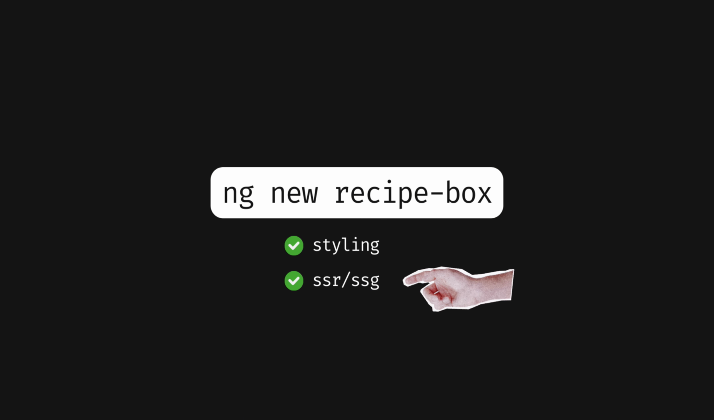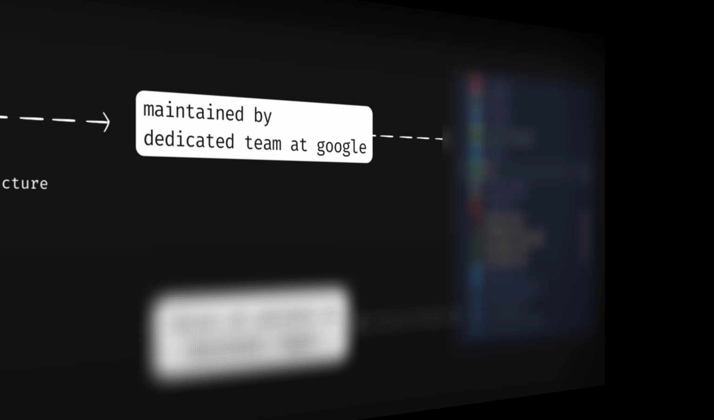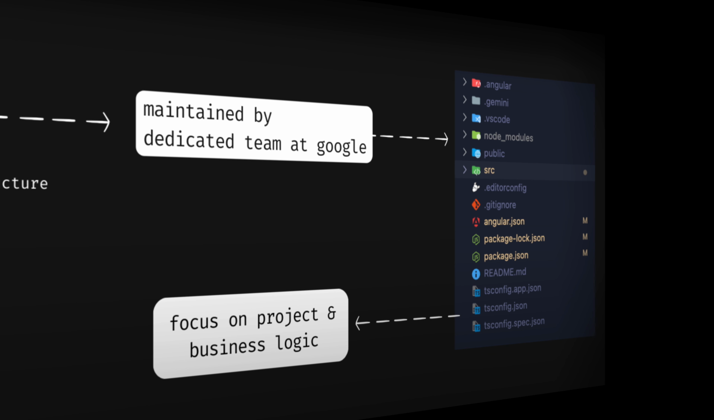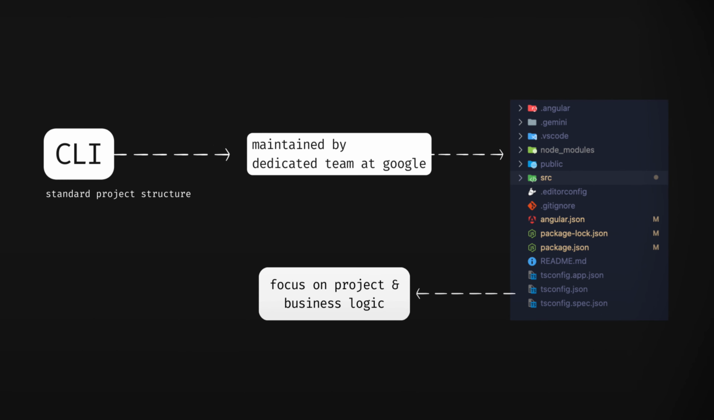and whether we need server-side rendering or static site generation or SSG, the CLI created a standard project structure behind the scenes. A dedicated team of talented developers at Google had already done the heavy lifting of establishing a solid starting point that works as a foundation for any Angular application. This means we don't have to waste our time on setup and configuration. We can focus on what actually matters, building the business logic for our application.